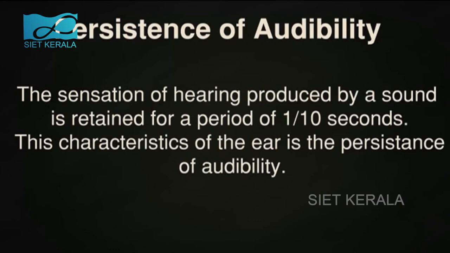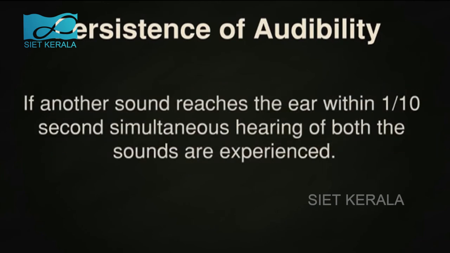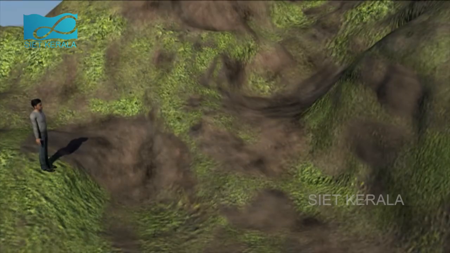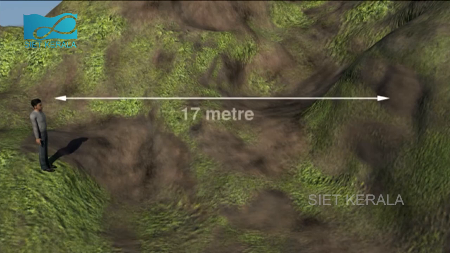Persistence of audibility. The sensation of hearing produced by a sound is retained for a period of 1/10 of a second. This characteristic property of the ears is known as persistence of audibility. If another sound reaches the ear within 1/10 of a second, hearing of both the sounds is experienced simultaneously. Another important factor is that the distance between source and reflecting surface should be 17 meters or more.